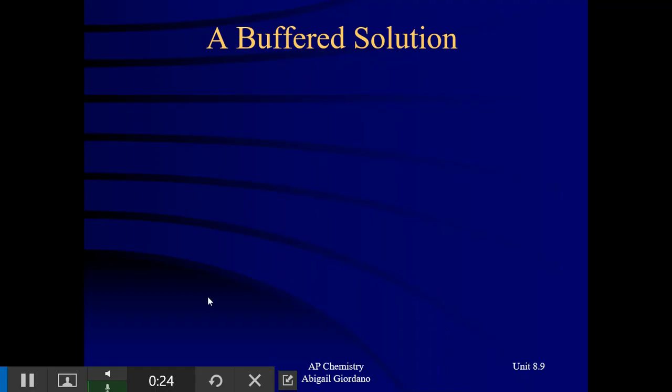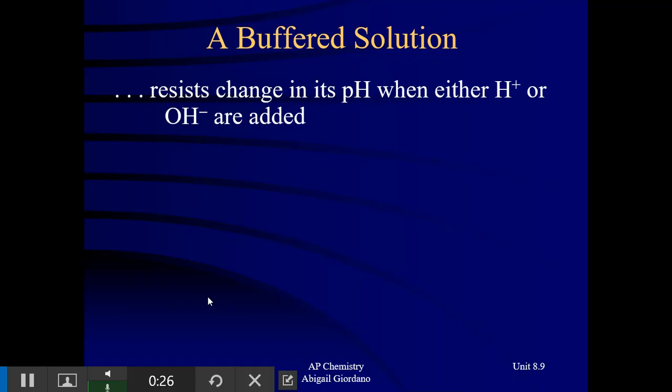So let's just start off with reviewing what a buffer does. We talked about this in the last unit, but I want to just refresh your memory that the purpose of a buffer is to resist changes in pH. Whatever the system is, whether you're adding strong acid or strong base, doesn't matter, a buffer system will keep the pH nice and steady, which in our biological systems in our body is very, very good.